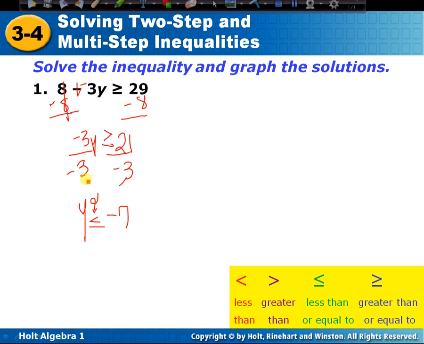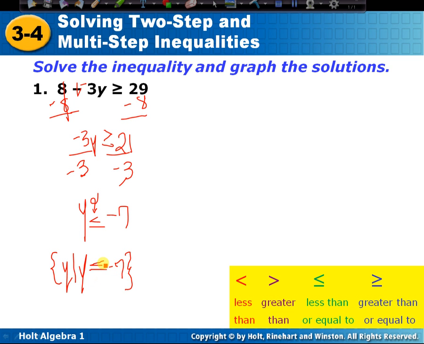So again, because I divided both sides by a negative number here, it flipped my sign in the middle and gave me a negative 7. 21 divided by negative 3 is negative 7. So in my set notation, I'm going to say y such that y is less than or equal to negative 7. Alright, so now I have my answer, which is y is less than or equal to negative 7.